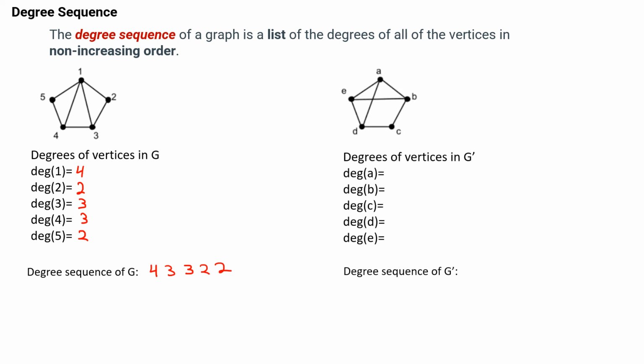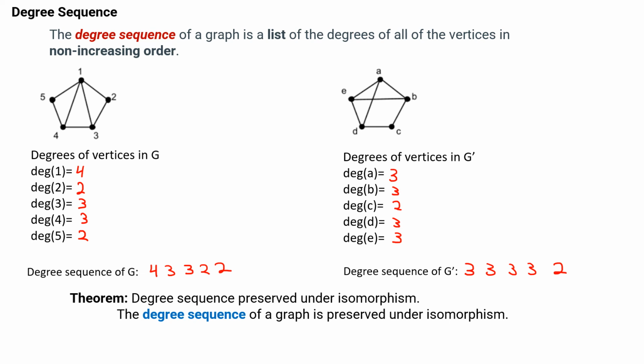Over here we have G prime. Let's look at the degrees of each of those. If we did that, we would find all of those different degrees. So the degree sequence of G prime would be, again in non-increasing order, start with the biggest: 3, 3, 3, 3, and 2. Now, as you might have guessed, degree sequence is another property that's preserved under isomorphism. So if two graphs have a different degree sequence, then we know there's no way that they're isomorphic.